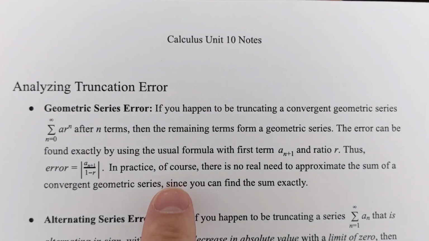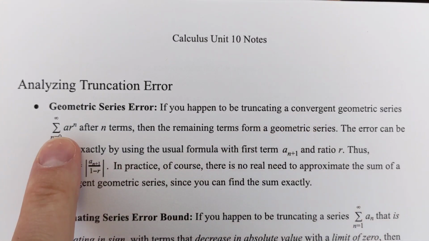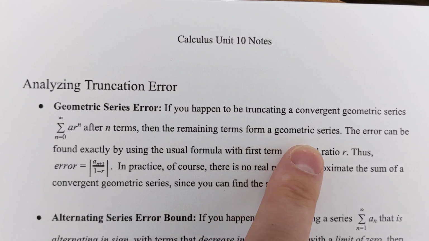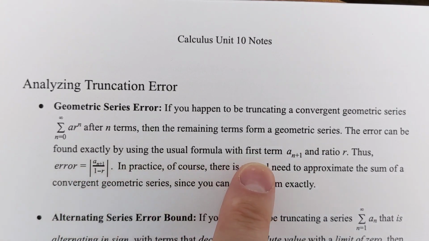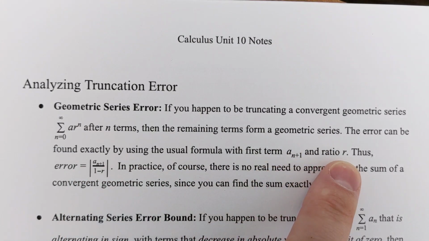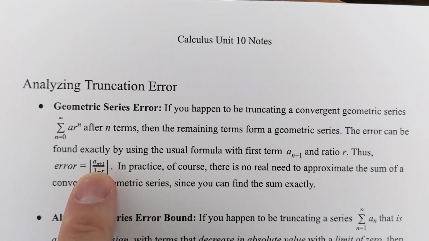Okay, so analyzing the truncation error. For a geometric series error, if you happen to be truncating a convergent geometric series after n terms, the remainder forms a geometric series. The error can be found exactly by using the formula with the first term, a sub n plus 1, and the ratio r. Thus, the error equals the next term that you're not using divided by 1 minus r.